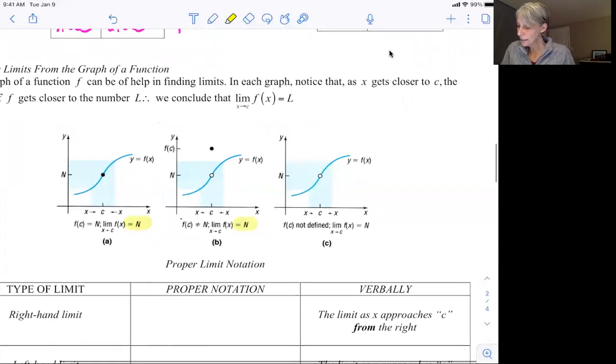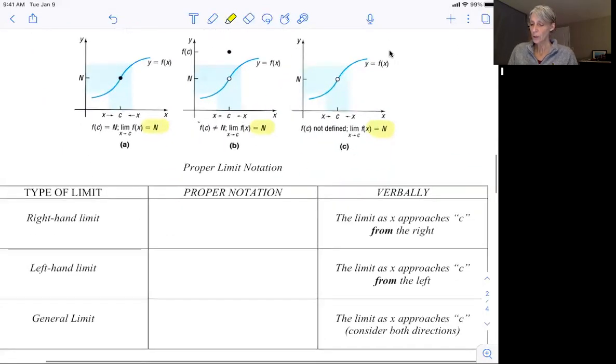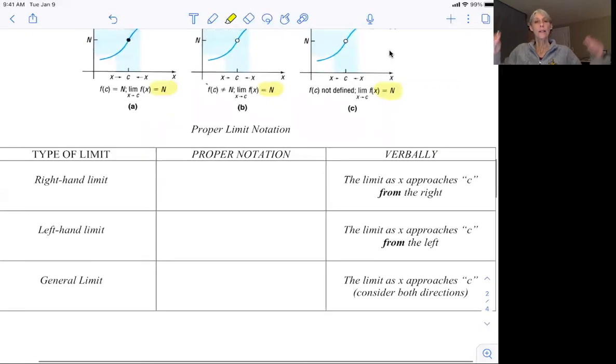In this case, f of c is not defined. As I plug in x values that get close to c, I may not have a function value, but once again, my y values are getting close to some number, so I still have a limit. So we want to kind of just break down this concept of plugging in numbers.